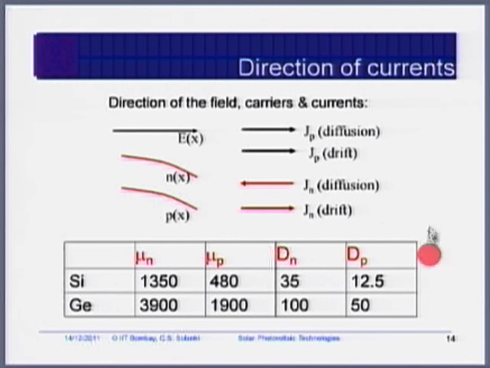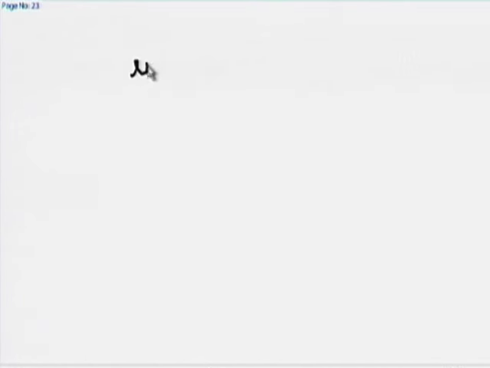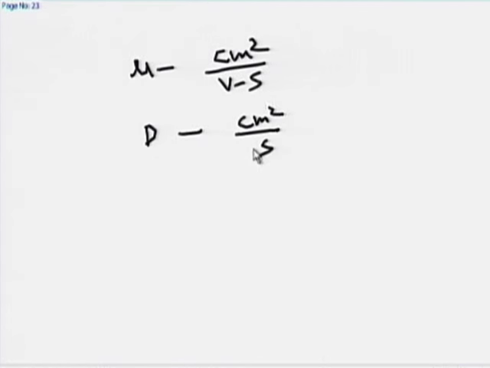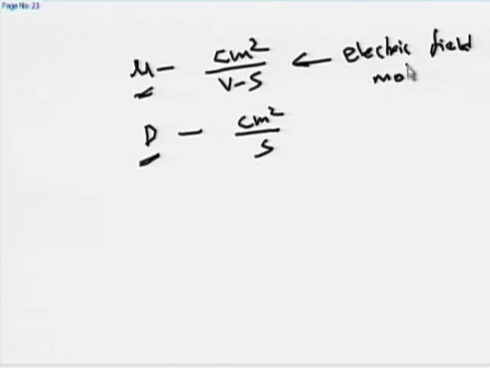This is what we explained already, this is already in your slide. The diffusion coefficient is also given, and the value of the diffusion coefficient you can work out from this expression. The unit of diffusion coefficient is centimeter square per second. So let me write here again. The unit of mobility is centimeter square per volt second, the unit of diffusion coefficient is centimeter square per second. Normally, these two are very interesting. D is related to diffusion, which is concentration gradient, mu is related to mobility, which is an electric field phenomenon. This is coming from the electric field motion. This is coming from the concentration gradient motion.